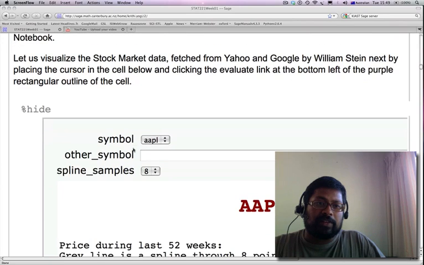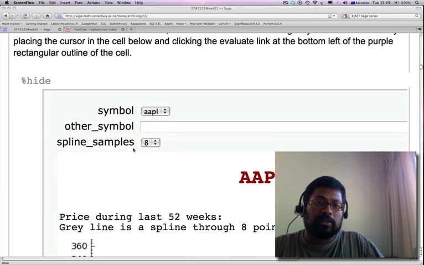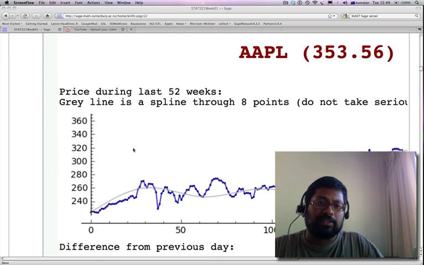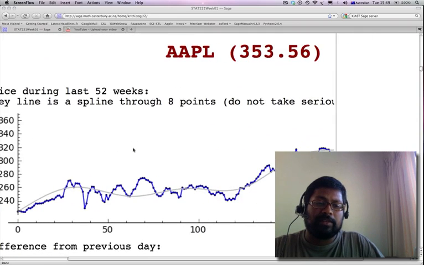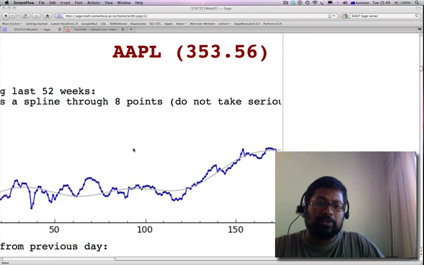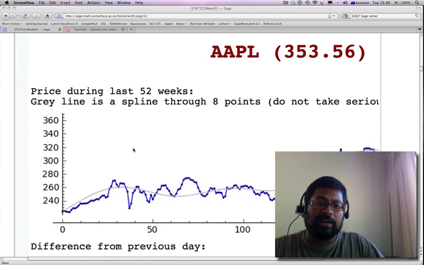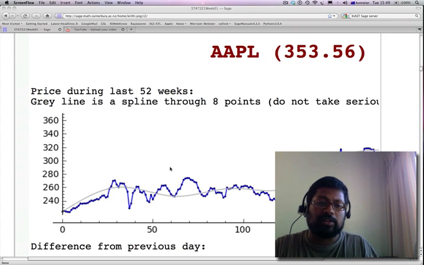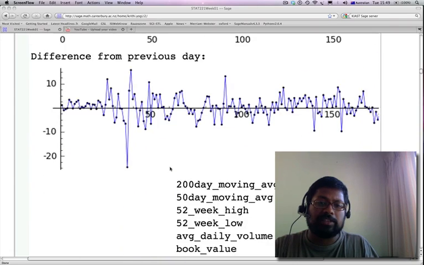Here is an interactive visualization of stock market data that's grabbed live from the last 52 weeks, and the gray line here is actually a smooth spline fit to this actual raw data. These are the Apple stocks, and here are some statistics.